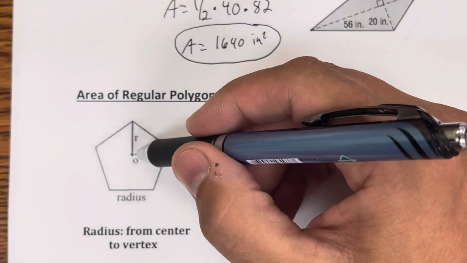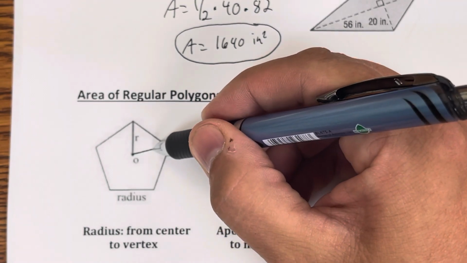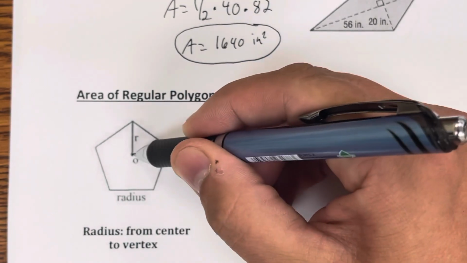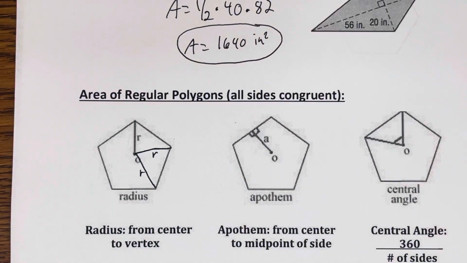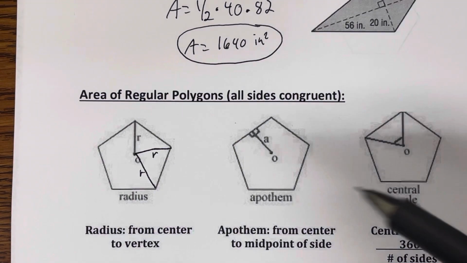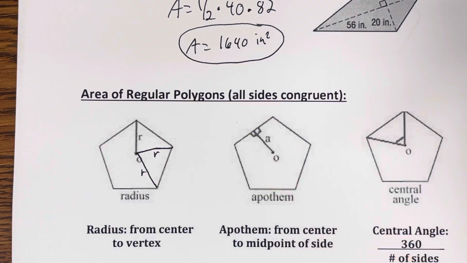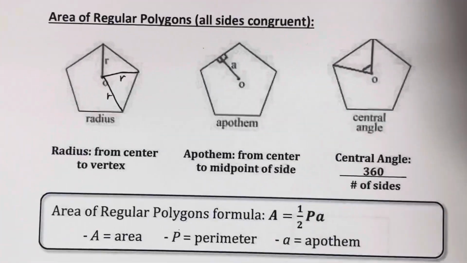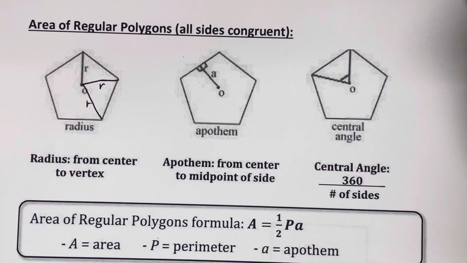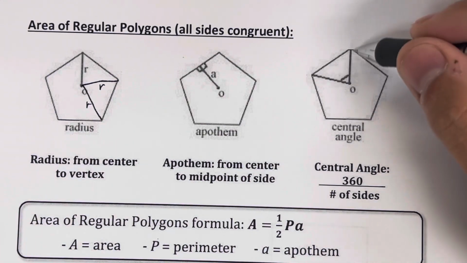A radius of a regular polygon goes from the center to a vertice. This would be another radius, R. Another radius, R. In a regular polygon, all of these radii are going to be the same size. The apothem, A, goes from the center to a side at a right angle, okay? And it also will be at the midpoint of that side. And the central angle is an angle that's formed by connecting two consecutive radii.